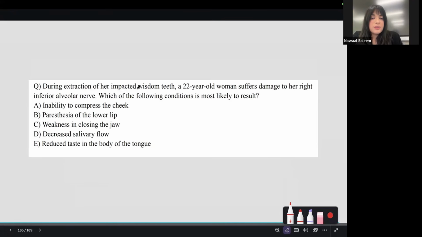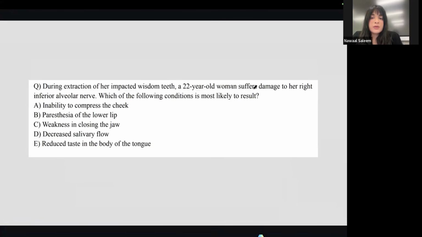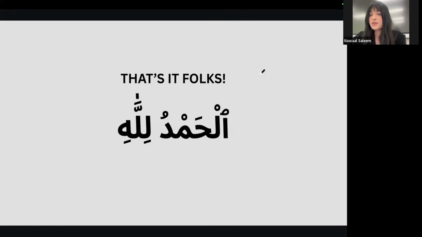During extraction of her impacted wisdom teeth, a 22-year-old woman suffers damage to her right inferior alveolar nerve. Which of the following conditions is most likely to result? So, right inferior alveolar nerve. Okay, inferior alveolar nerve. So, compressor cheek, paresthesia, weakness in closing the jaw, decreased salivary flow, reduced taste in the body of the tongue. The answer is B. That's pretty much it.